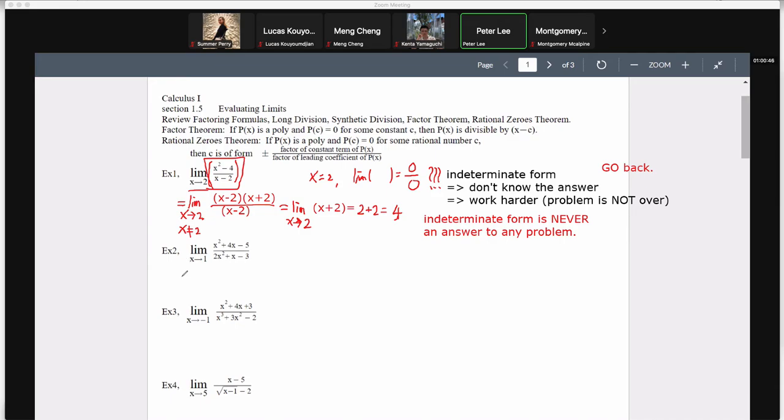Okay, so now let's look at example 2. Very similar. Example 2, once again. So the first thing is x is approaching 1. So what happens when you substitute x equals 1 here? The first thing is always to plug in the value and then see what happens. So x is approaching 1. Okay, so what happens if x equals 1?